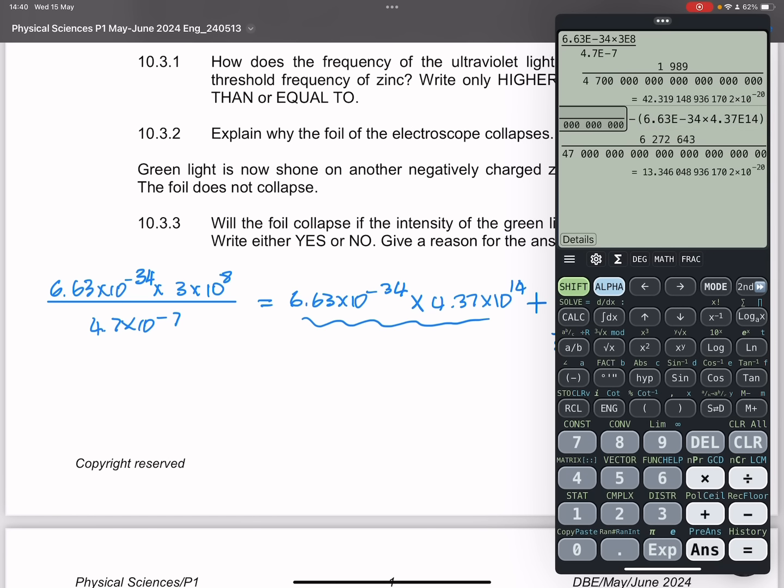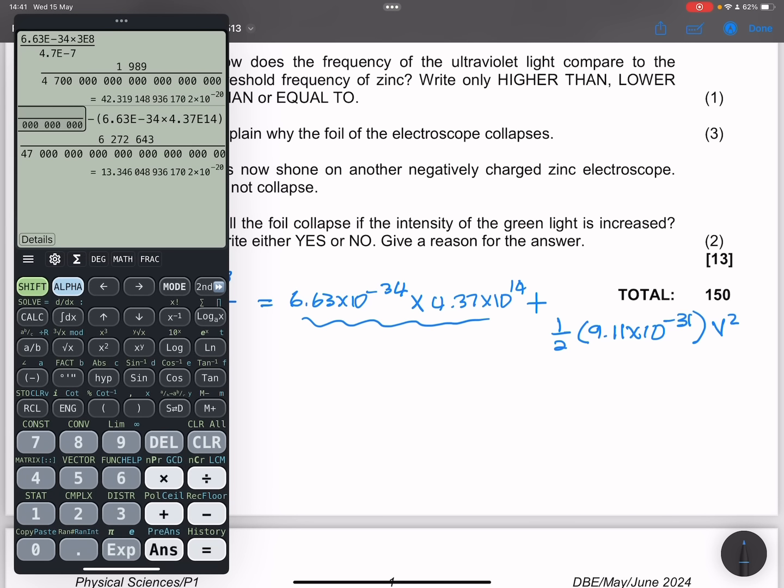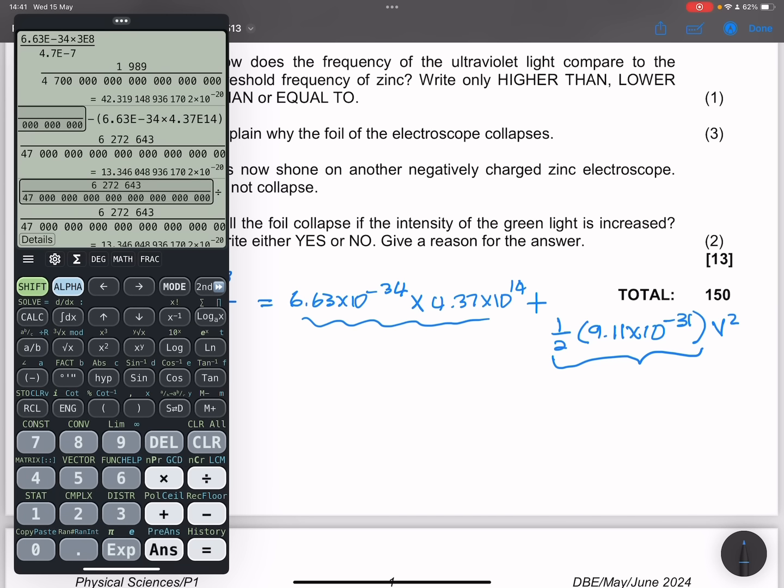Okay, and now we get that final answer there, and we are now going to divide by half the mass of an electron. So divide all of this by 0.5, I'm going to put it in brackets, 0.5 times 9.11 exponent negative 31.